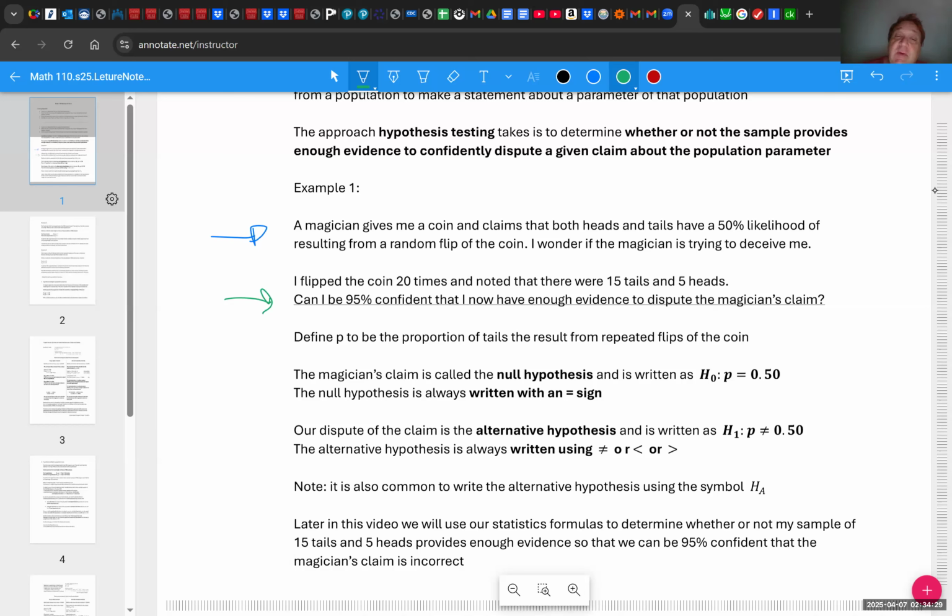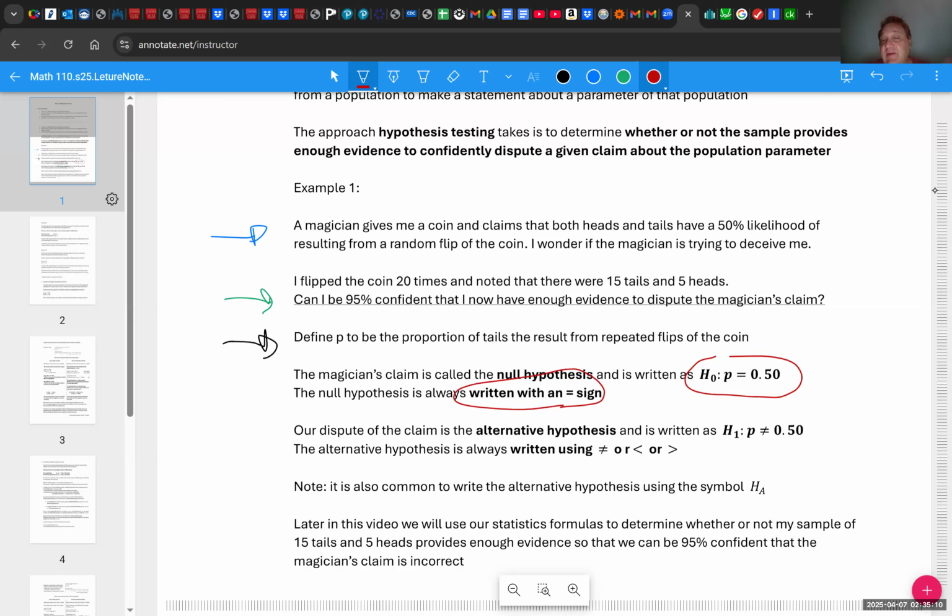To do this, what we do is we define a variable. In this case, we're looking at proportions. P is the common letter we use to define a proportion. So we say, let P be the proportion of tails that results from flips in general. Our null hypothesis is always written with an H sub 0, and it's always written with the equal sign. In this case, our null hypothesis, which is the magician's claim, is that the proportion of tails is 50%. So the null hypothesis is always what the claim is, and it's always written with an equal sign.